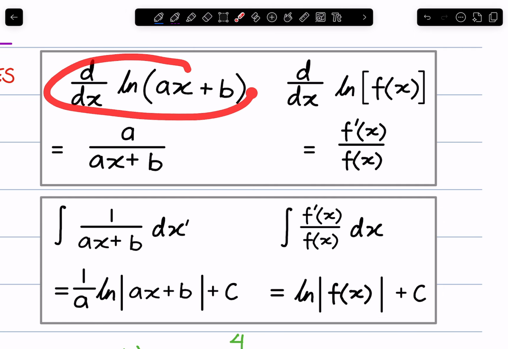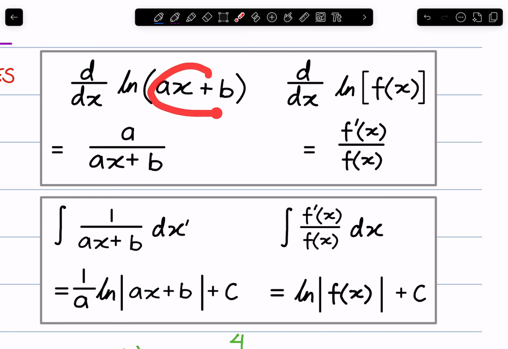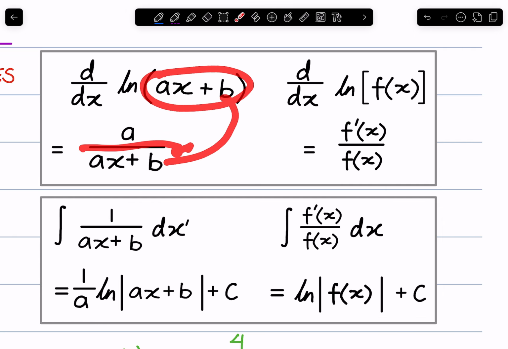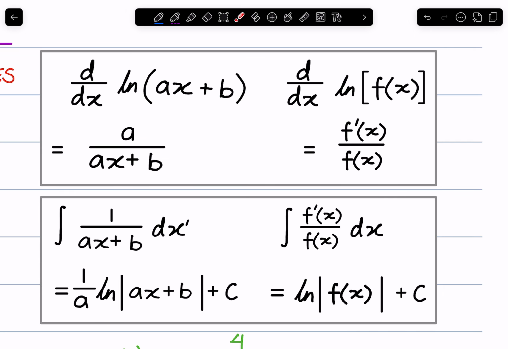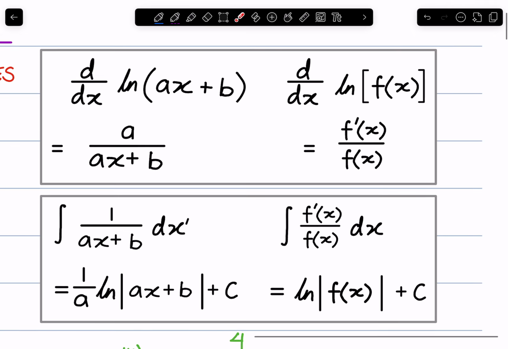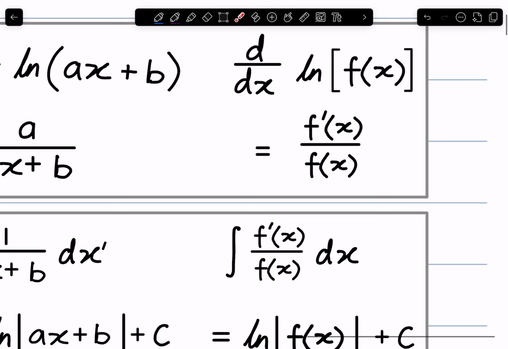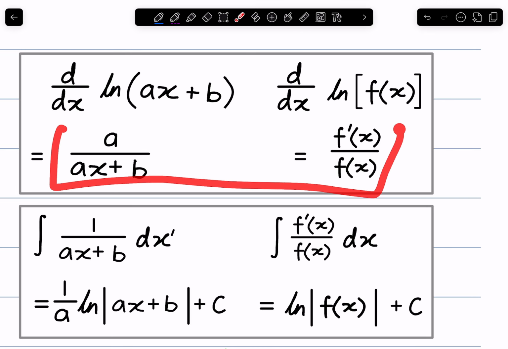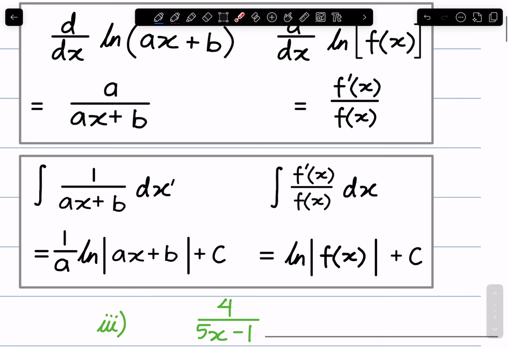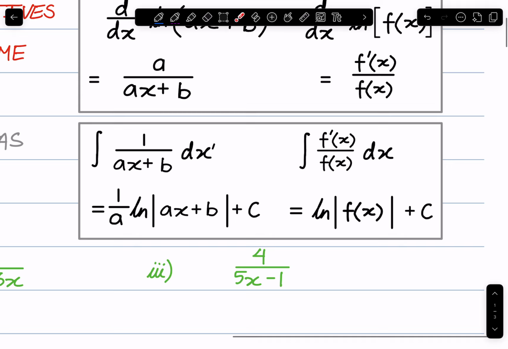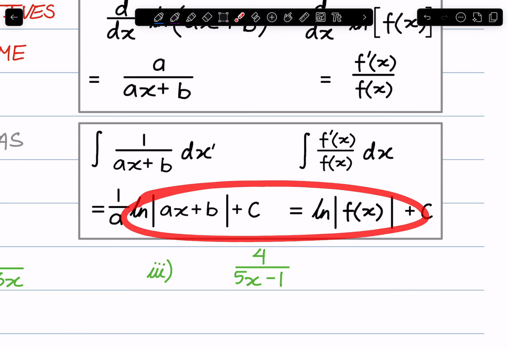If we take the derivative of ln of ax plus b, we take the derivative over the original function on the inside, the original chain. Likewise, if we take the ln of some function, the derivative of this is going to be f prime of x over f of x. So if we can see these, the integral of them is the reverse.